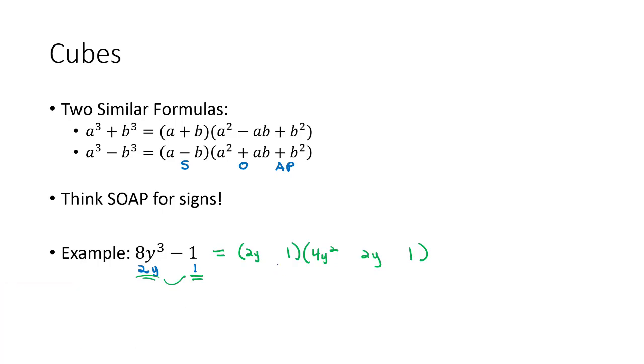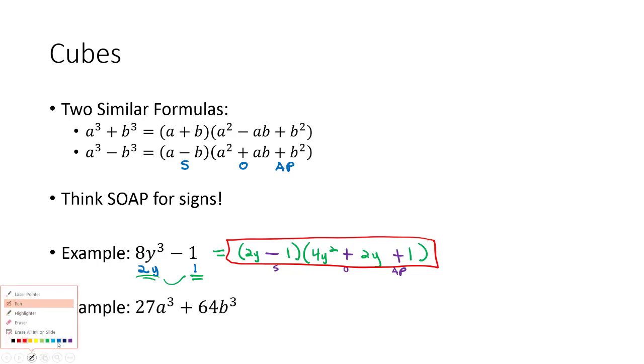Then for the signs, I think SOAP. Same sign as the problem, so it's a minus problem. Opposite sign of the problem. And the last one is always plus. And what's neat about this is that last factor turns out to be prime. It doesn't factor anymore, so our final answer, 2y minus 1 times 4y squared plus 2y plus 1.